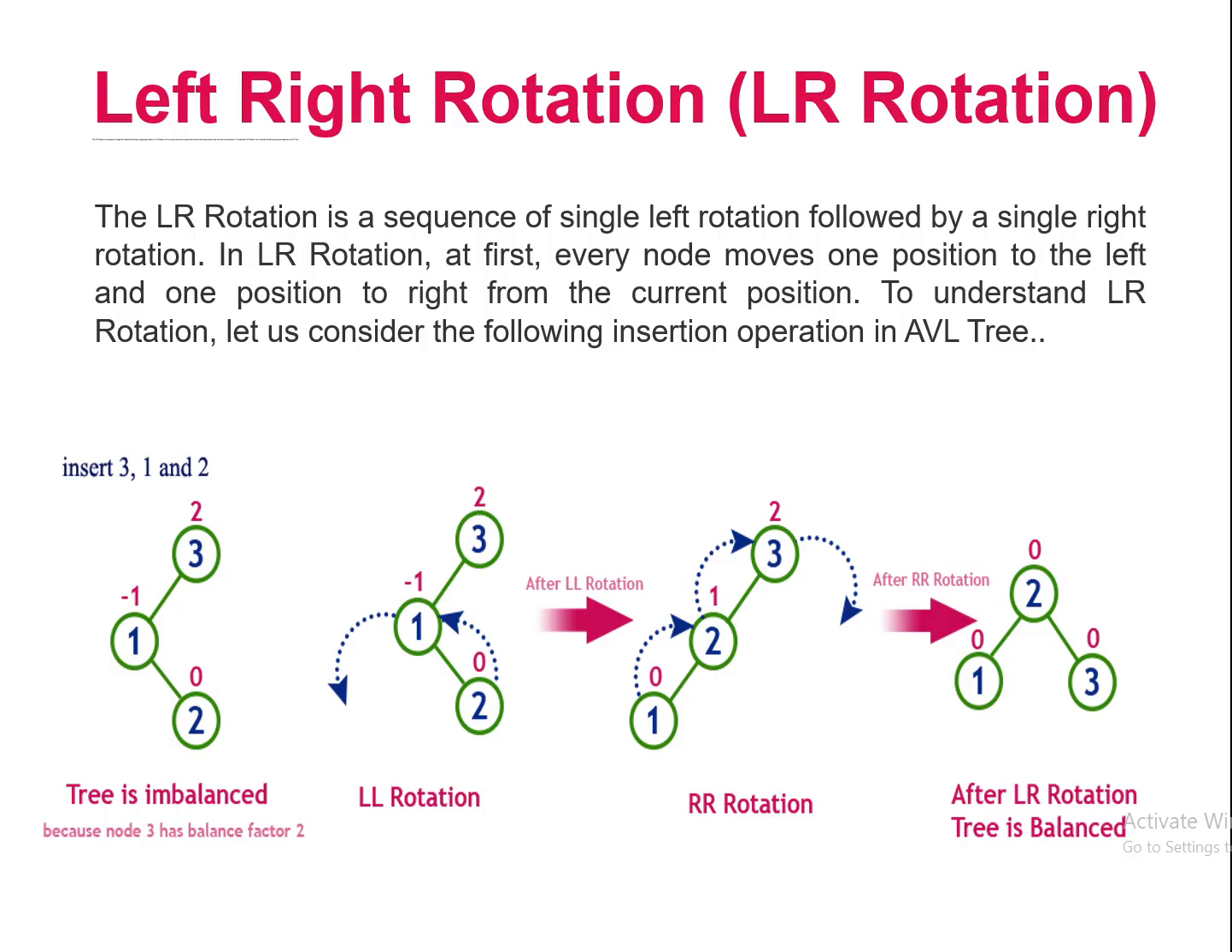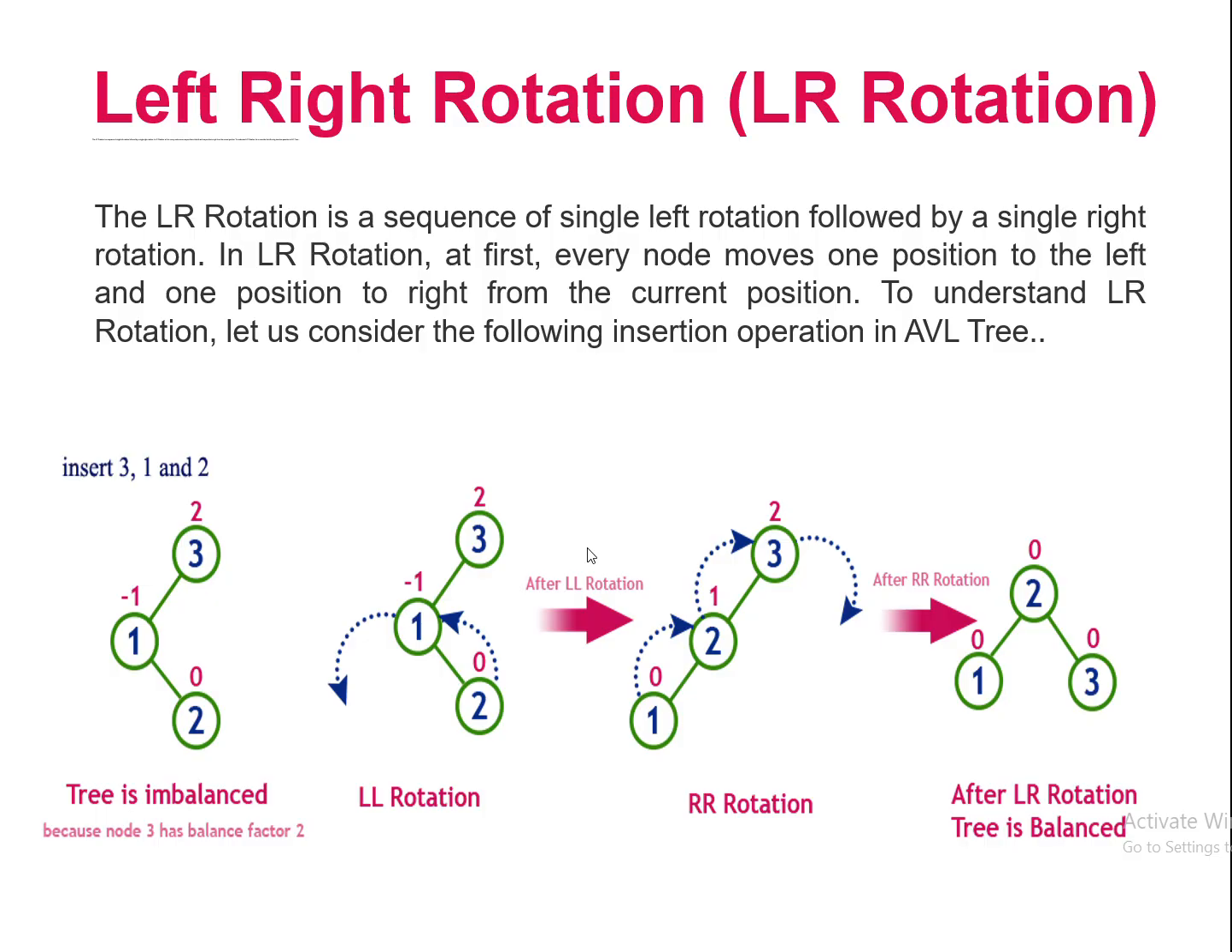And here we can apply the LR rotation. After applying the rotation, we generate the balance factors: 2, minus 1, 0. Minus 1 and 0 are okay, but 2 indicates the tree is not balanced. So again you have to apply LL rotation. After applying LL rotation, we check the balance factor of each and every node, and we are getting the balance factors 0, 0, 0. So this is the balance factor of the tree.